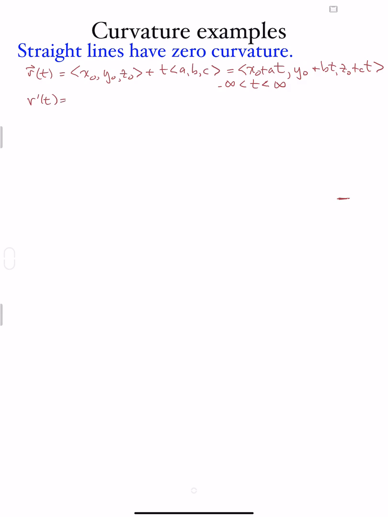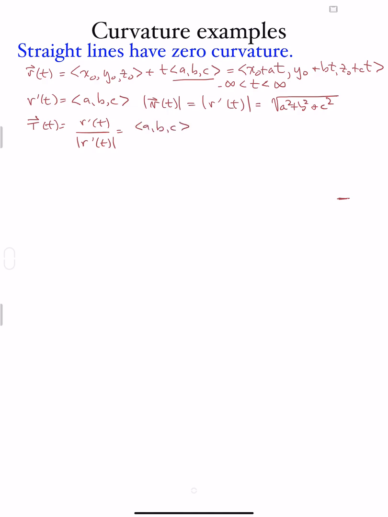When we do that, it is no surprise that it just comes down to the directional vector. That certainly makes sense. And we compute the magnitude of the velocity vector, in other words, the magnitude of r prime, and find out that it's the square root of the sum of the squares. Then when we compute the unit tangent vector as the ratio of the change to its speed, the numerator is all constants and the denominator is a constant.